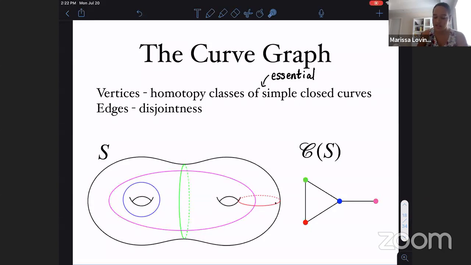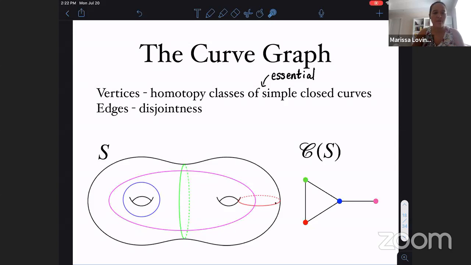Okay, so this is just a very small example of this. In reality, the curve graph is locally infinite. So every vertex has infinitely many vertices adjacent to it. So this picture is just the tiniest sample, just to illustrate the way that we put edges in. This is not at all representative of what the curve graph looks like.